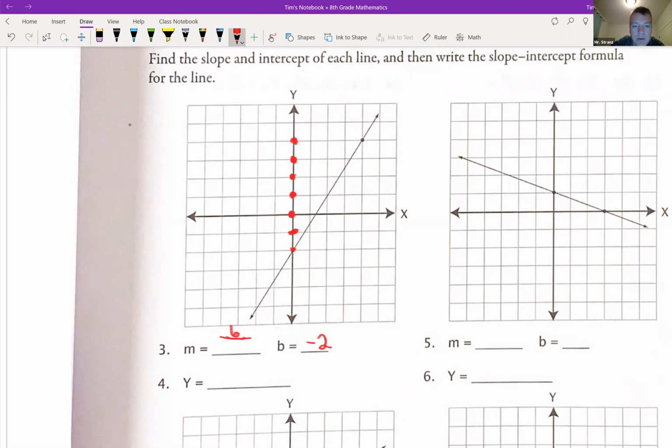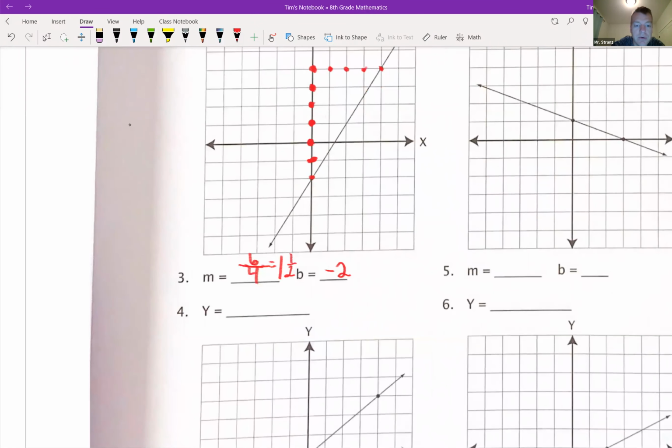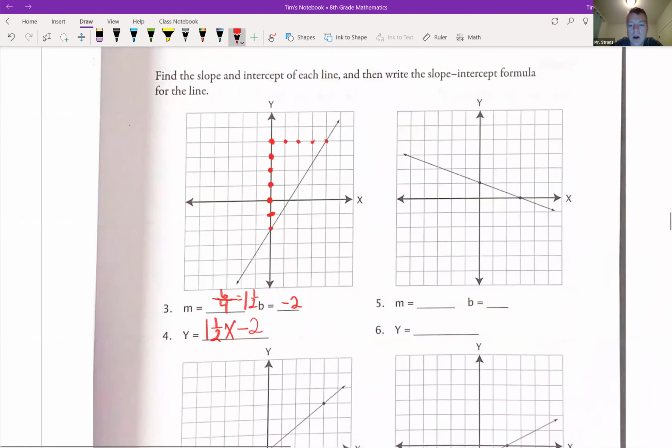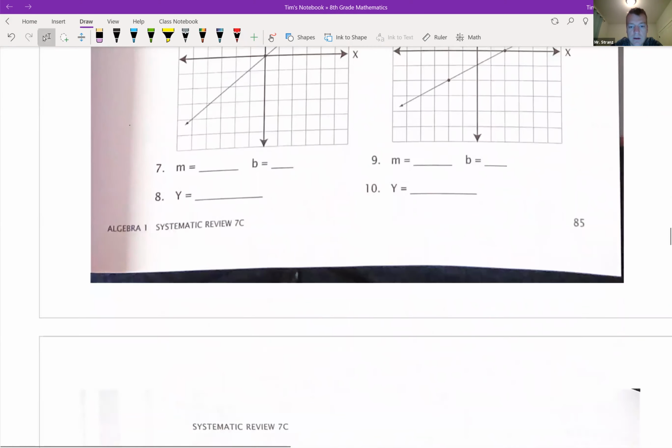So that's our rise. And then the run, 1, 2, 3, 4. Right, 6 over 4 equals 1 and 1/2. Okay, so our slope is 1 and 1/2, and then we know the equation is going to be y equals 1 and 1/2 x minus 2. Okay, and that is going to be your equation for that one. All right, so you're going to write the equations for the next 3.